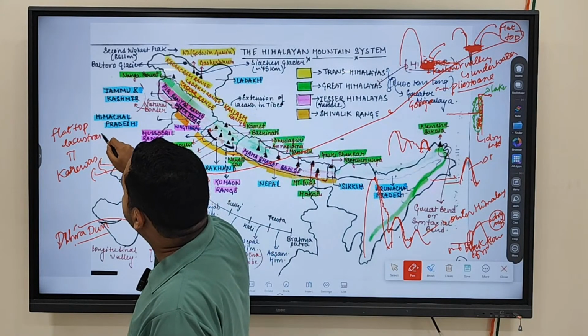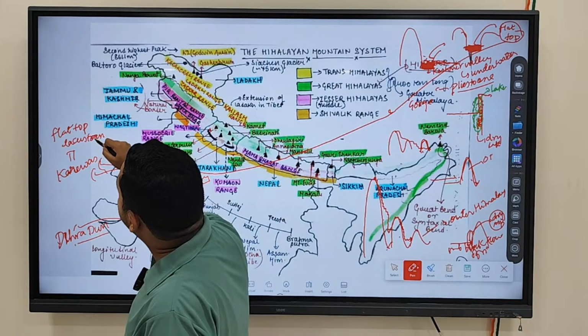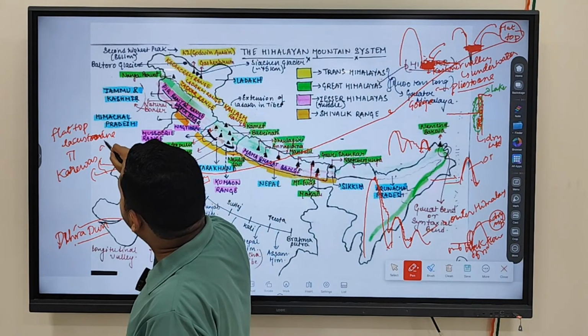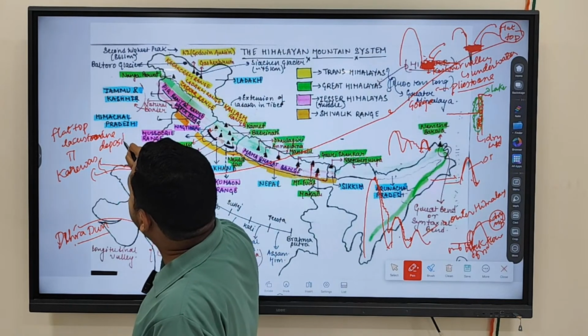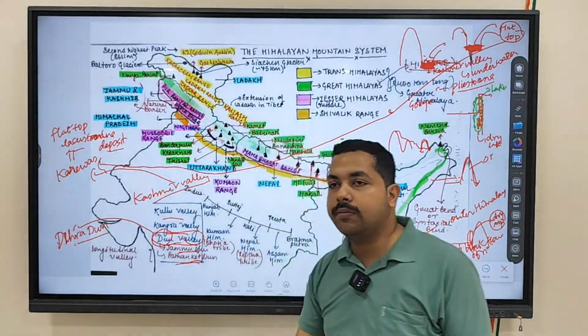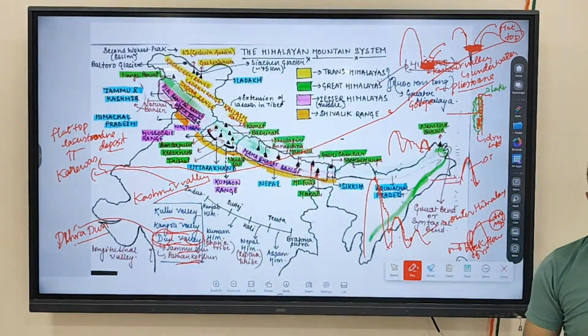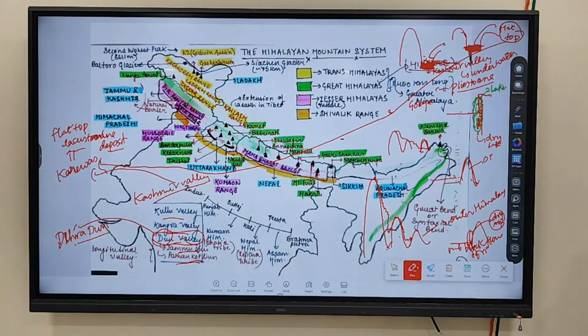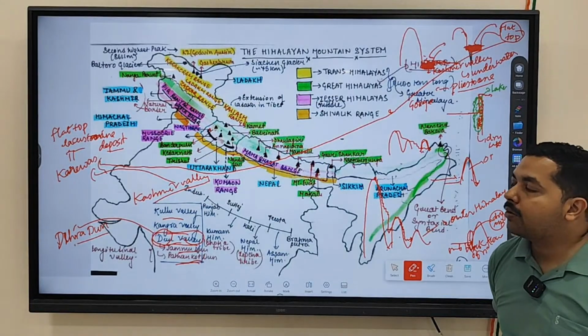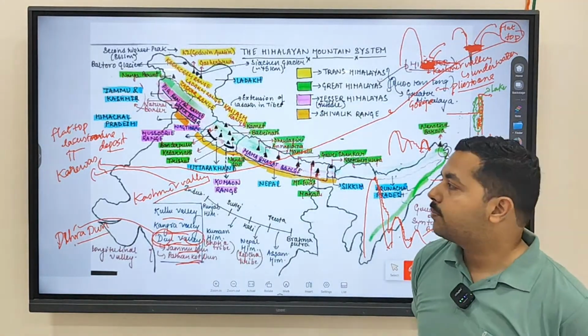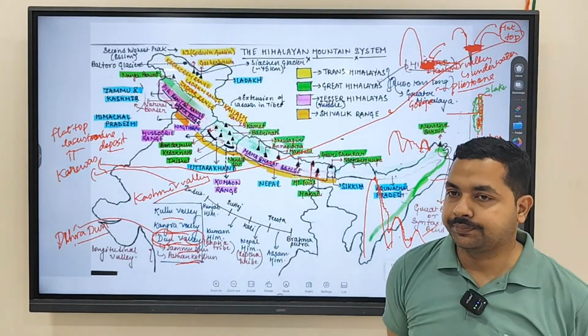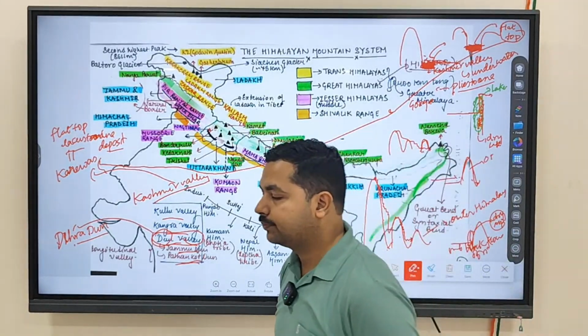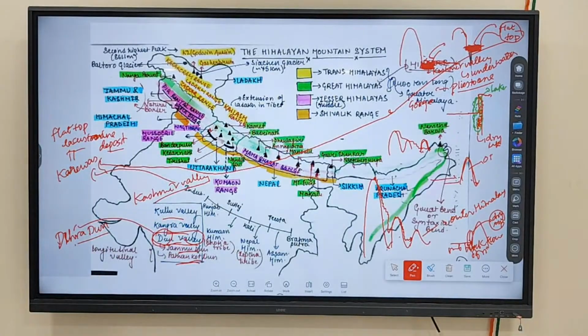Karewa is also referred to as a flat top lacustrine deposit. Lacustrine means what? Deposit under the lakes. Those types of deposits are referred to as lacustrine deposits. Flat top lacustrine deposit, that is, deposit under the lakes. Clear?